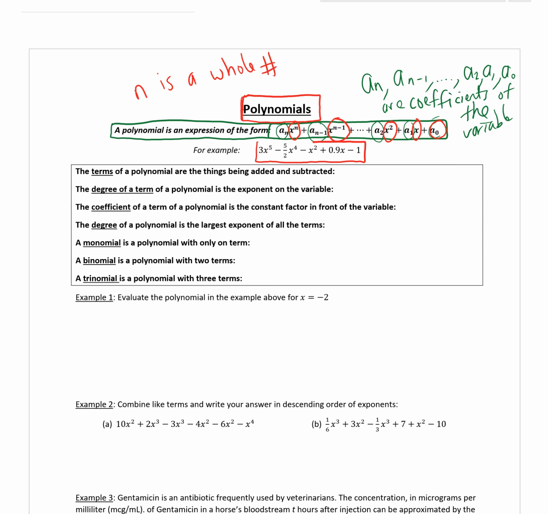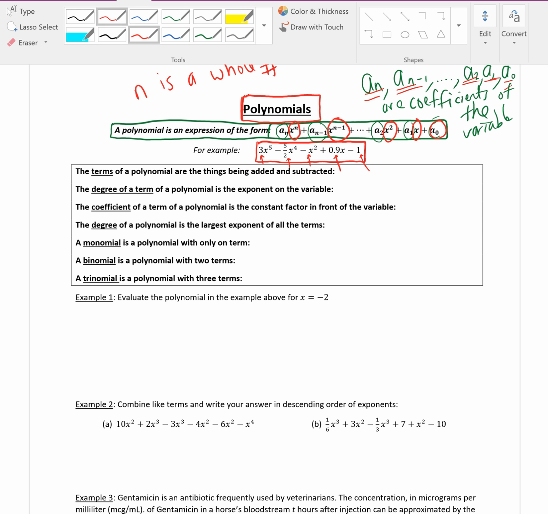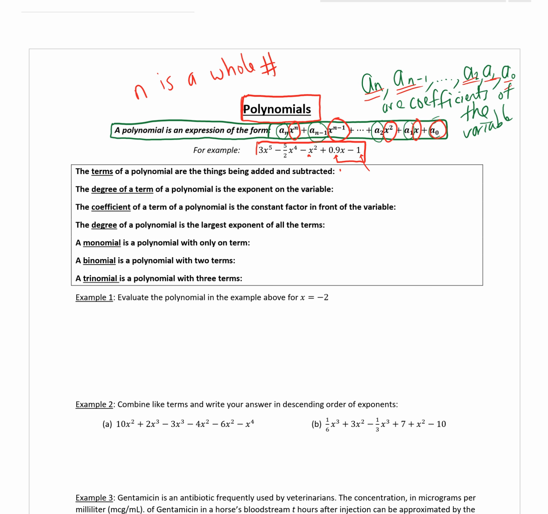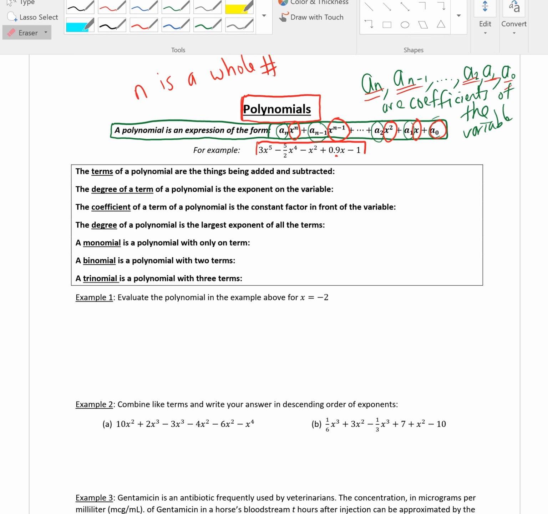So here in this red box that I'm drawing, this is what an actual polynomial looks like. Notice you have coefficients: 3, negative 5 halves. The coefficient of the third term would be negative 1. The next coefficient would be 0.9. And in the constant term, you'd have negative 1. So those are what the a sub n minus 1 and the others are referring to: whatever the number, or coefficient, is in front of the variable x. That's what you would say is the a subscript.